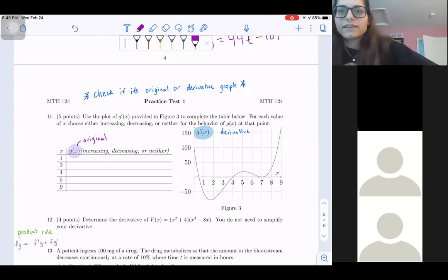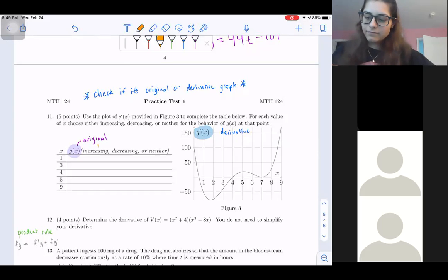So when g of x is increasing, the derivative will be positive. Okay, g of x increasing, derivative positive. When g of x is decreasing, derivative is negative, right? Because derivative is slope. So when slope is positive, the graph is increasing. When slope is negative, graph is decreasing. When it's neither, the slope or the derivative is 0. And in this case, if we look at the units on this graph, we know that the y is slope and the x is just x.